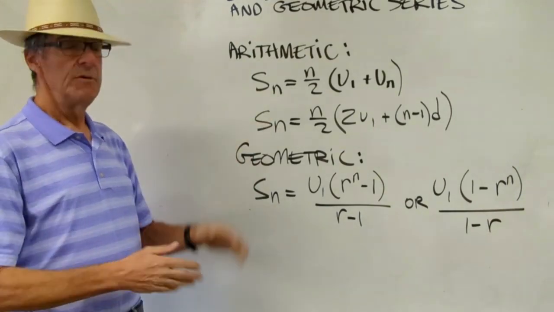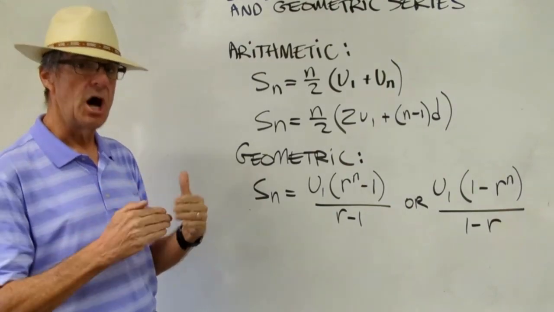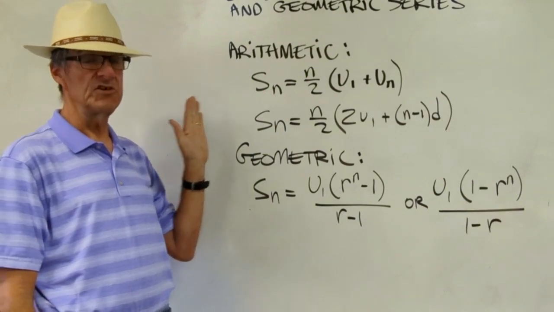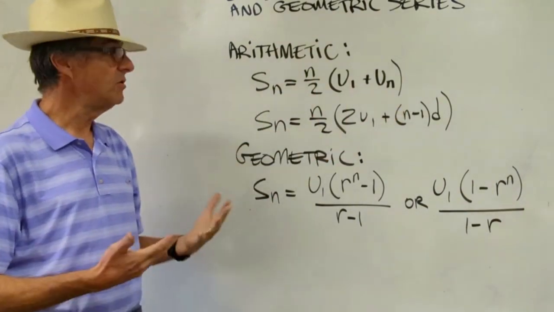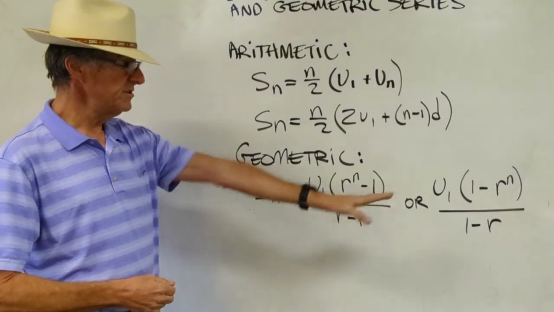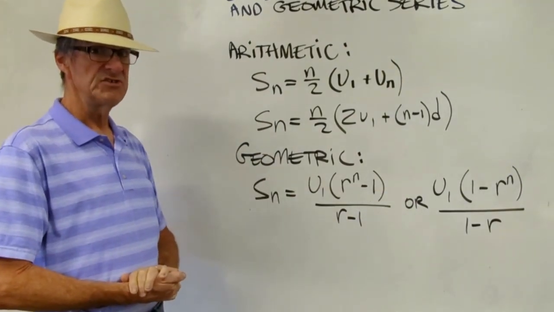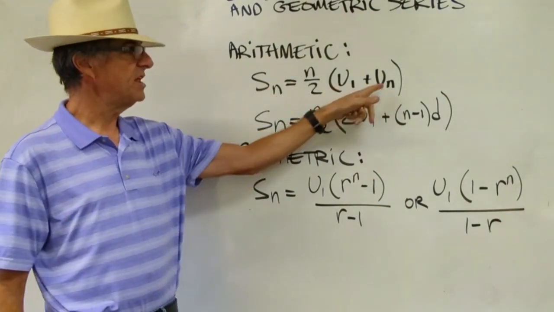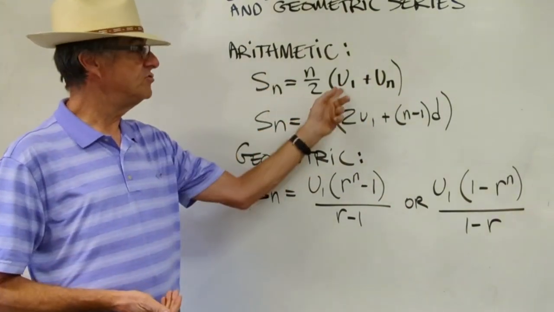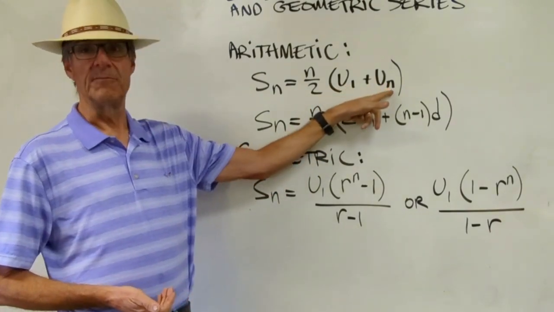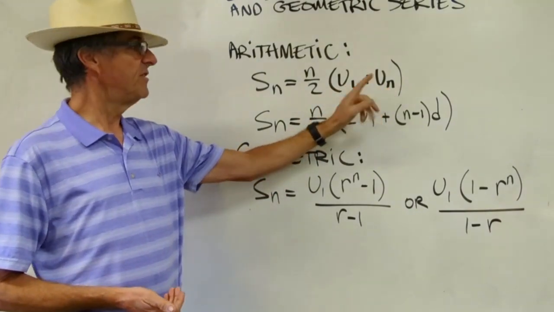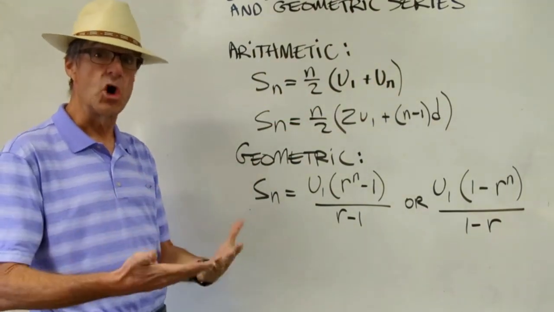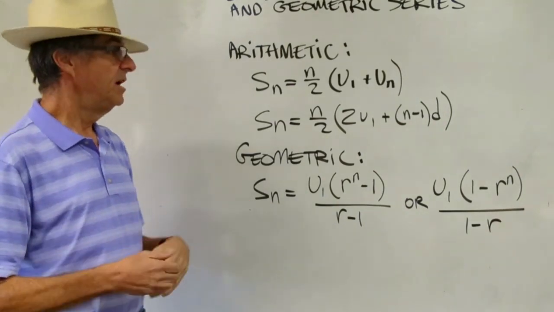So Sn means the sum of all the terms up to n. So if this was S6, we'd be summing up all the terms from the first term to the 6th term, and so on. So we have 2 formulas for each type, arithmetic and geometric. And so our first one for arithmetic is n over 2 times u1 plus un. So this is one where if you know the first term and the nth term for the series that you're summing, then you can plug in here and you can get your sum. Remember, the sum is the total of all the terms added up.